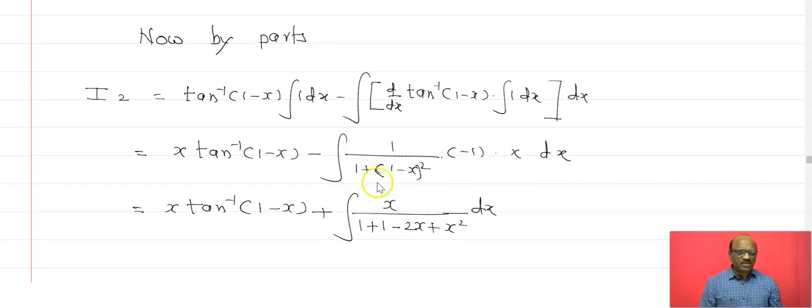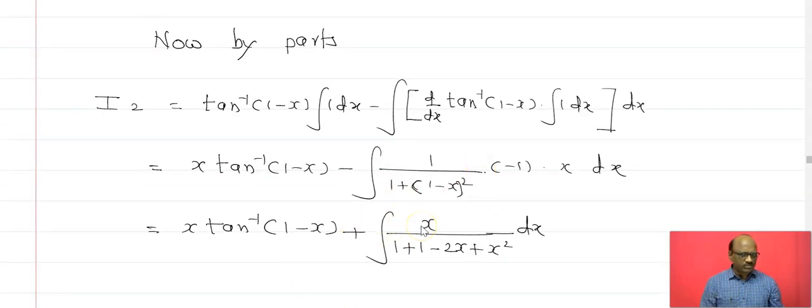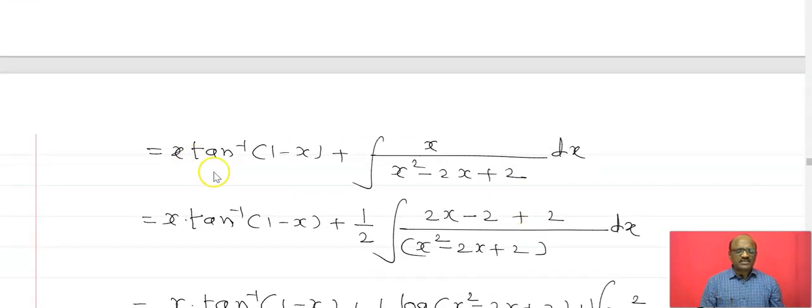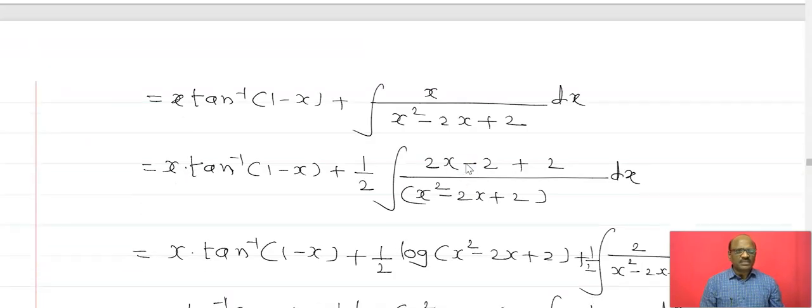Now see this here, 1 plus in bracket 1 minus x bracket square. Therefore we will expand this, that is 1 minus 2x plus x square. Therefore the integral x upon, now this minus and minus will become plus, x upon 1 plus 1 minus 2x plus x square dx. Now next, that is x tan inverse in bracket 1 minus x plus integral x upon. Now 1 plus 1 is 2, x square minus 2x plus 2. Therefore here is 1 upon 2 in bracket 2x minus 2 plus 2.